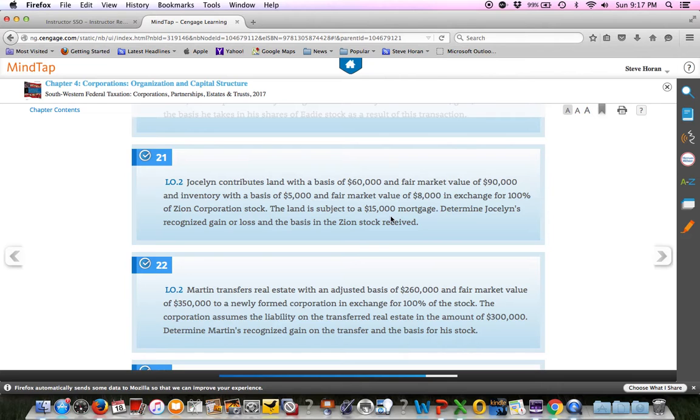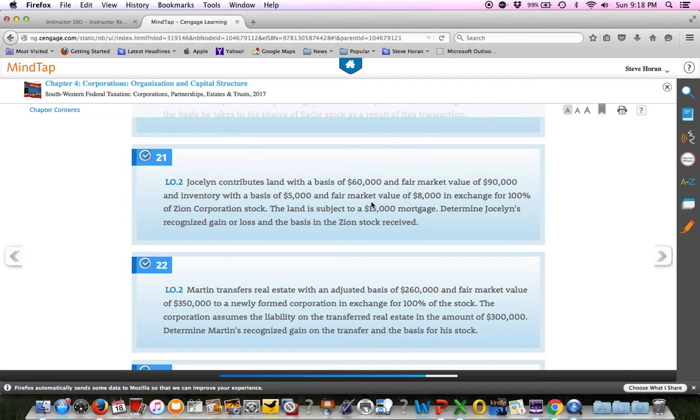So her gain on the stock will be the 83,000 plus the $15,000 mortgage for the 98 minus $60,000 basis in the land minus the $5,000 basis of inventory, and that will be $33,000 gain. All that gain can be deferred because she met the 100%. She met more than 80%.